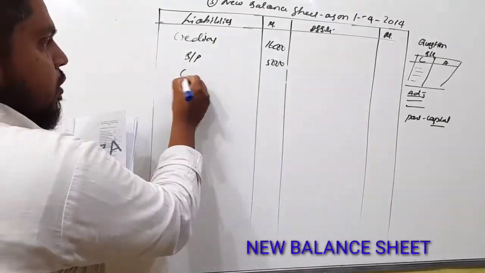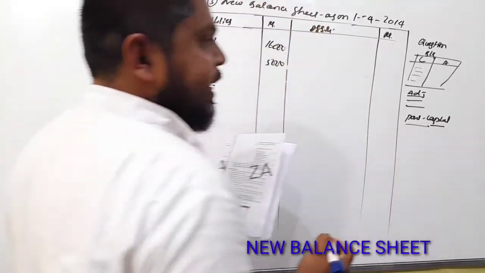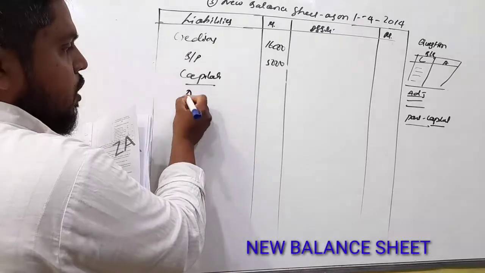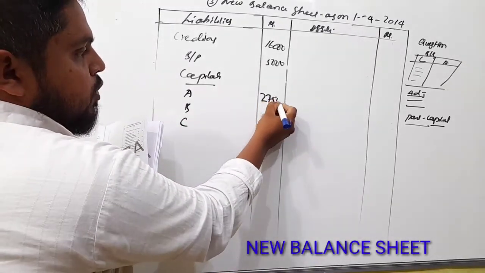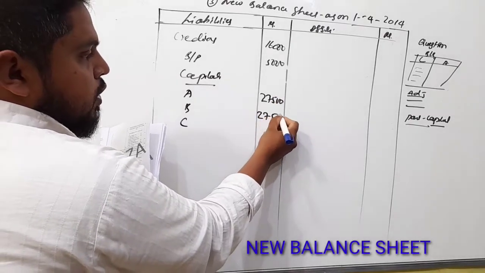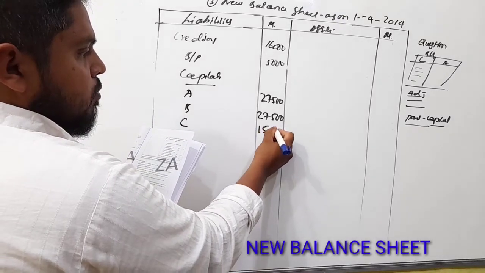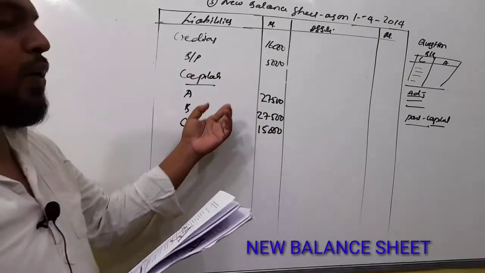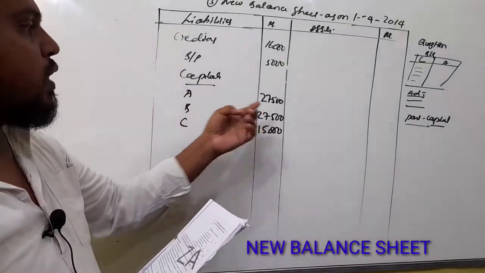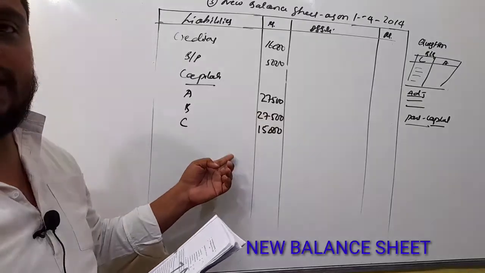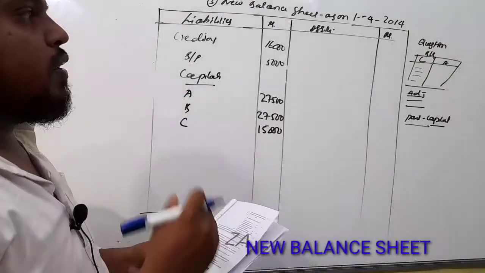Next, capitals. Capitals means as per the second step. As per the second step, the capitals of A, B and the new partner C are 27,500, 27,500, and 15,000. So A 27,500, B 27,500, and C, the new partner, 15,000. Now we have revised the liability side.